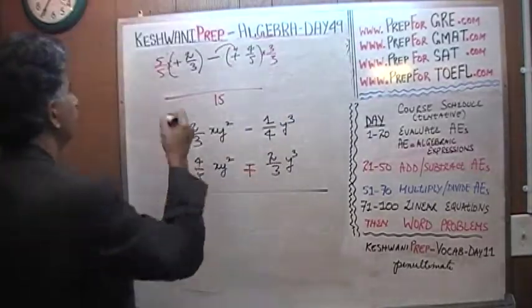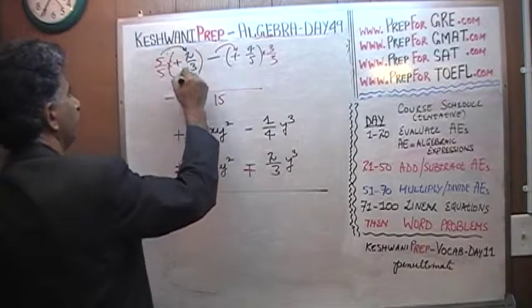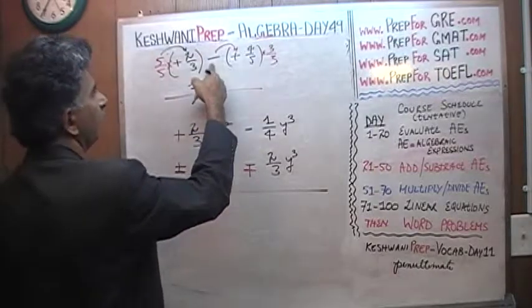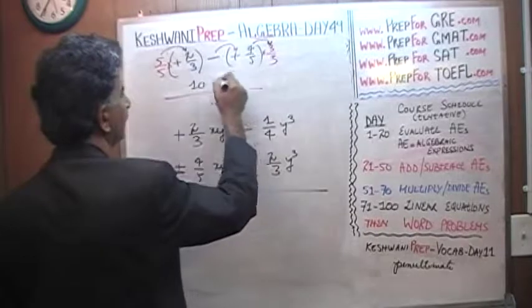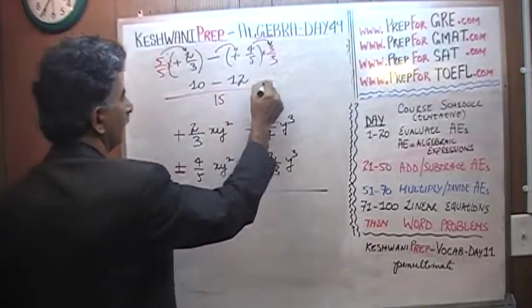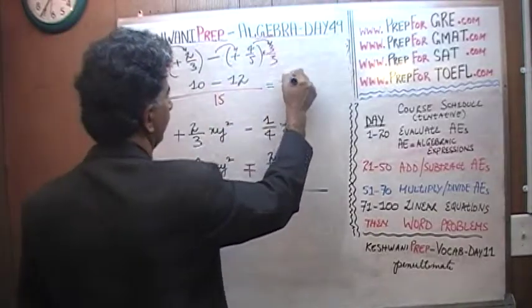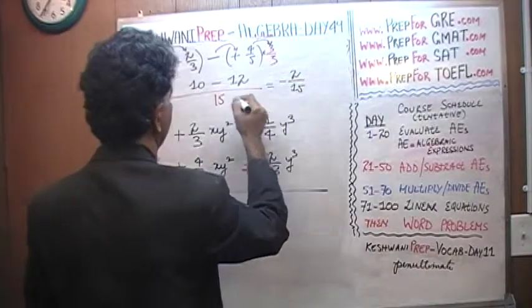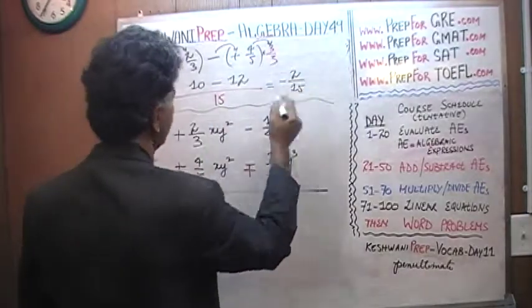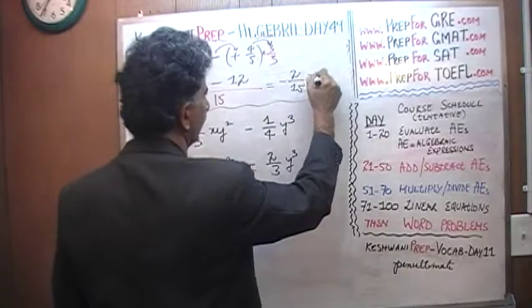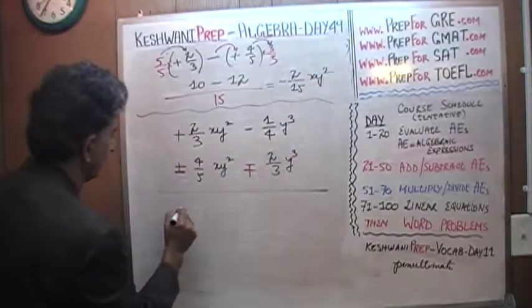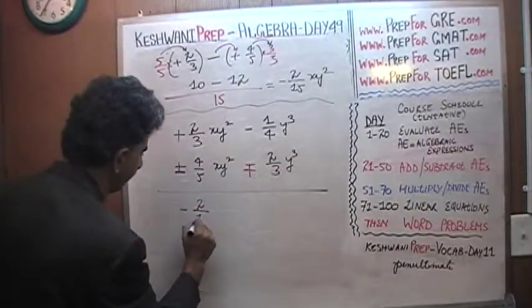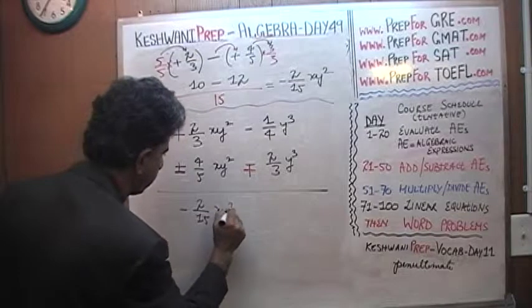And here we have 5 times 2, which is 10. And here we have a negative sign, but we have 4 times 3, which is 12. 10 minus 12 is negative 2/15. Negative 2/15 is the coefficient of xy squared. Negative 2/15. That's it.